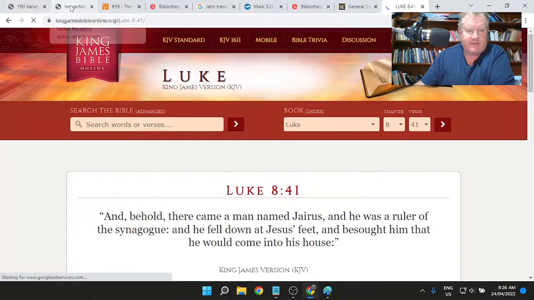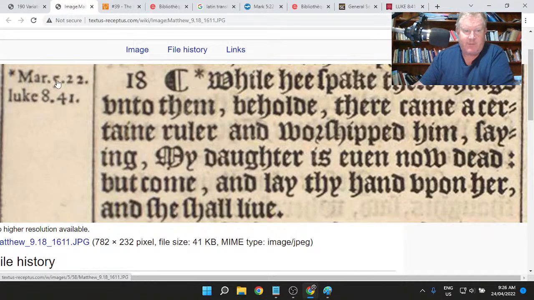Okay, so I'll look at that in a second. Well, I've already looked at Mark 5:22. So while he spake these things unto them, behold, there came a certain ruler and worshipped him, saying, My daughter is even now dead, but come and lay thy hand upon her, and she shall live.